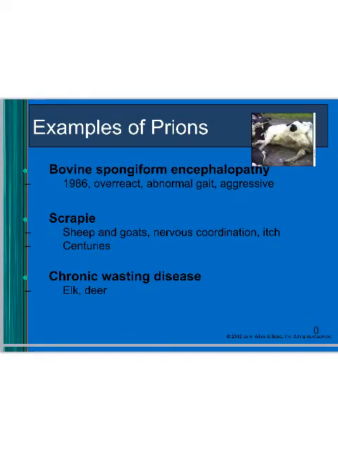Some examples of prions that are out there. The first time they were found was when they found mad cow disease. Mad cow is also known as bovine spongiform encephalopathy. Basically it turns the cow brains into Swiss cheese.